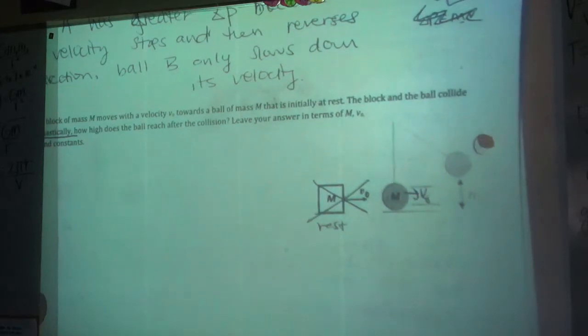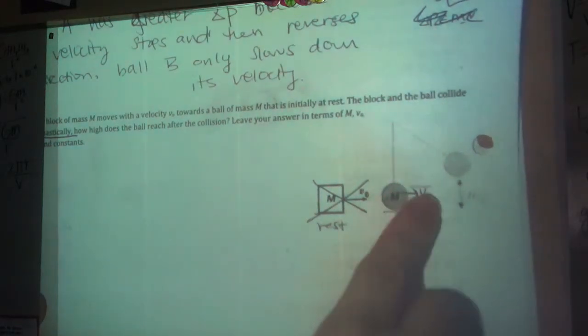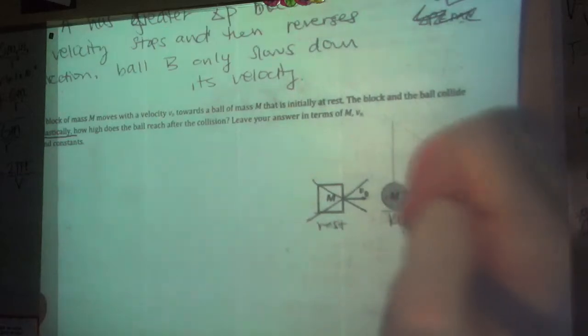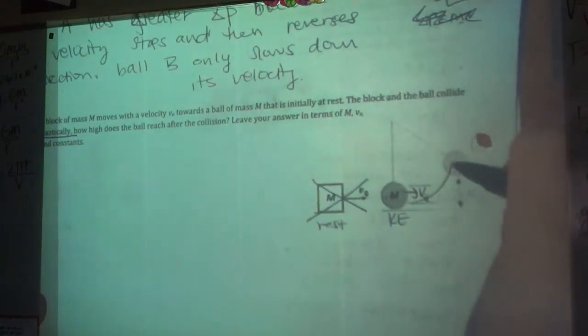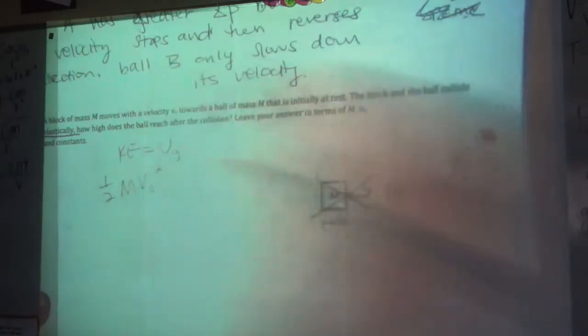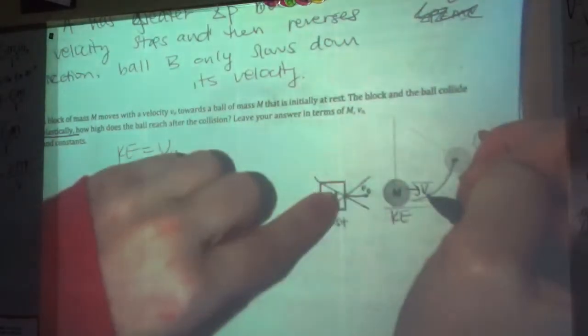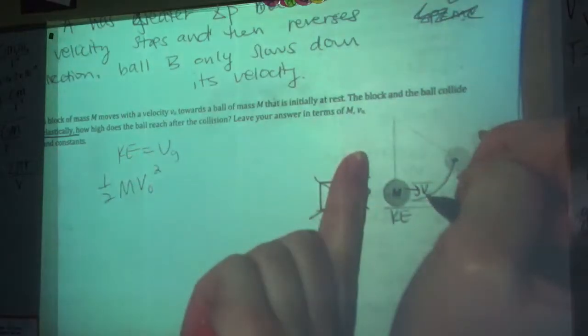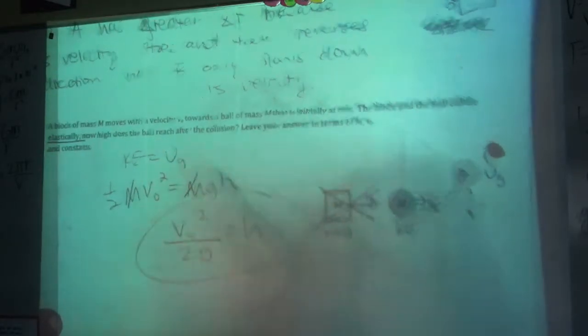And how high does it reach? Well, if it's coming in with a velocity of v naught, this is all kinetic energy. When it goes up to the very top before it falls back down, it's all potential energy. So kinetic goes into potential: 1/2 m v naught squared, because that's the initial velocity, since this one transferred all of its momentum here and is now at rest, equals mgh. The m's cancel. We're looking for the height, so we've got v naught squared over 2g. When you divide by g, that would be your height.